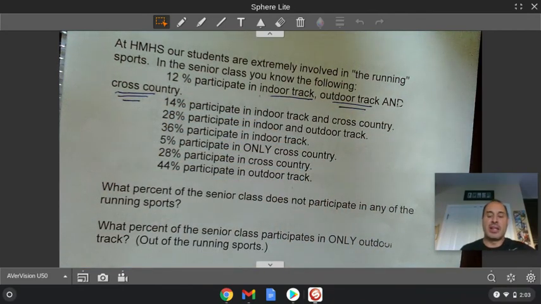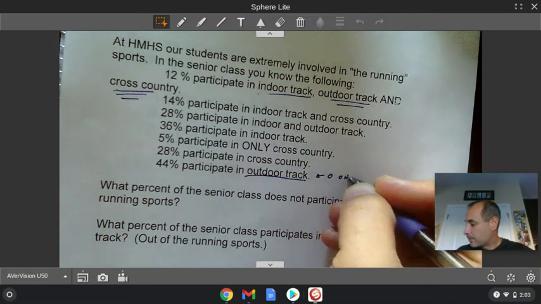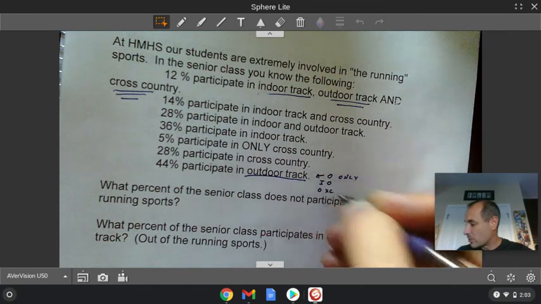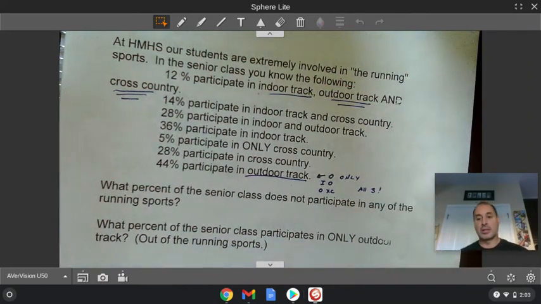And more than anything, you need to understand that this is very much a logic problem. As you read through this carefully, pay attention to the wording, okay? For example, if I jump down to the bottom one, it says 44% participate in outdoor track. Well, that outdoor track could be students in outdoor only. It could be students in indoor and outdoor. It could be students in outdoor and cross country. It could be students in all three. So that 44% is combining a lot of groups. There are 44% of students that participate in outdoor track in some way, shape, or form.